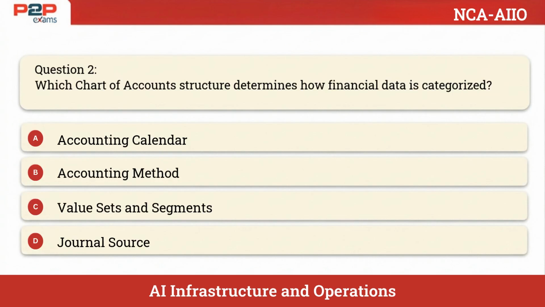Question 2. Which chart of account structure determines how financial data is categorized? A. Accounting calendar. B. Accounting method. C. Value sets and segments. D. Journal source. Think carefully before answering.